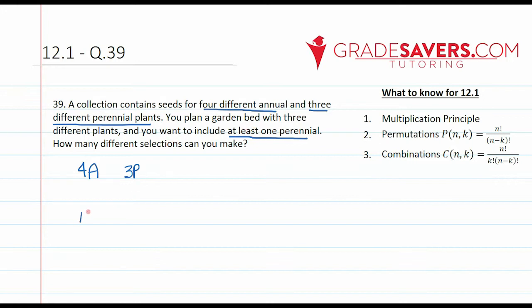So we can have 1 perennial, which means there will have to be 2 annual plants. We can have 2 perennial, which means 1 will have to be annual. And we can have 3 perennial, which means 0 annual plants. So these are the 3 possible combinations we need to consider.